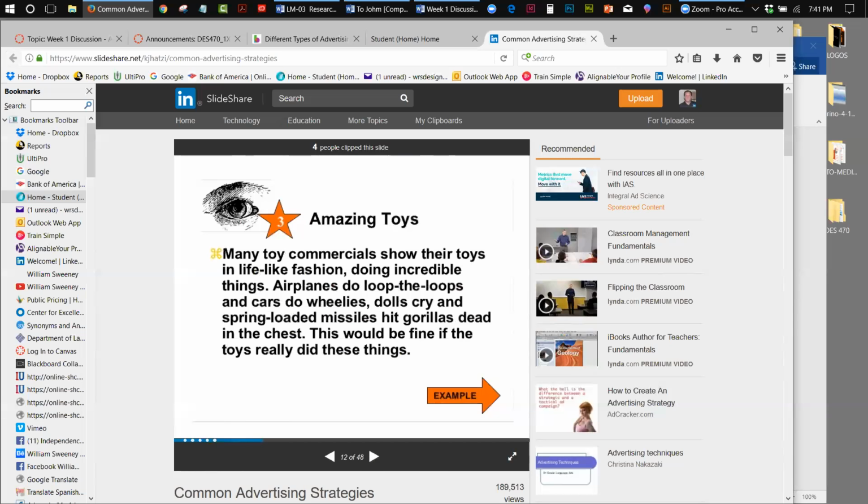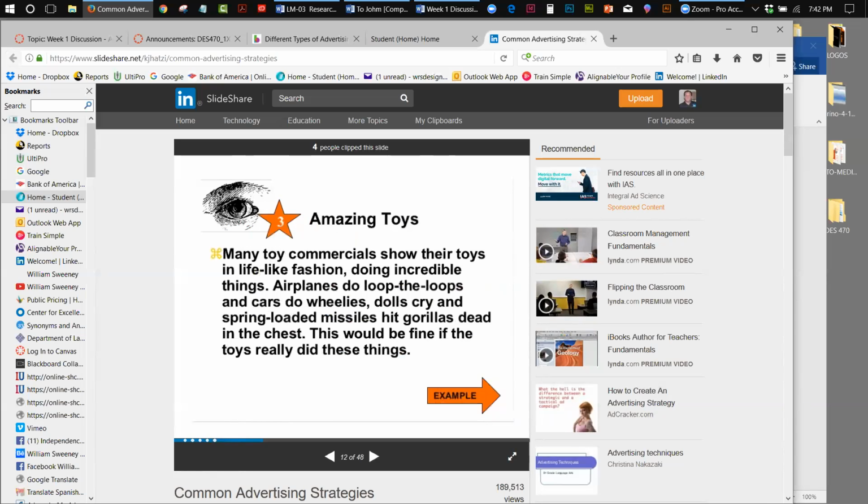Okay, amazing toys. Many toy commercials show their toys in lifelike fashion, doing incredible things. Airplanes do loop-de-loops and cars do wheelies. Dolls cry, spring-loaded missiles hit gorillas dead in the chest. This would be fine if the toys really did these things. This is absolutely a great one. I cannot tell you the number of times I have seen commercials for things that simply don't end up looking like this. I'll give you another really good example.